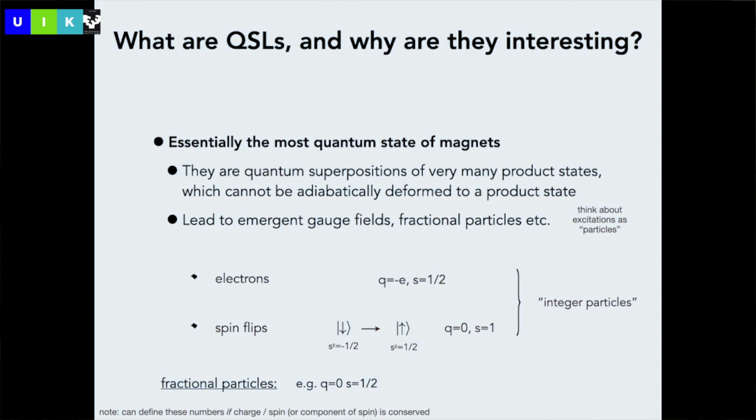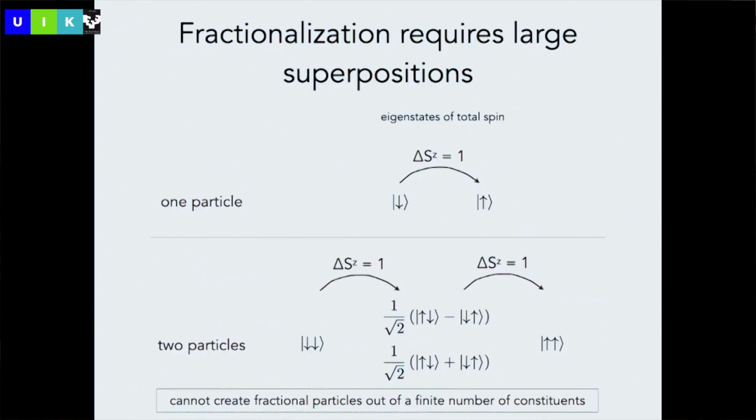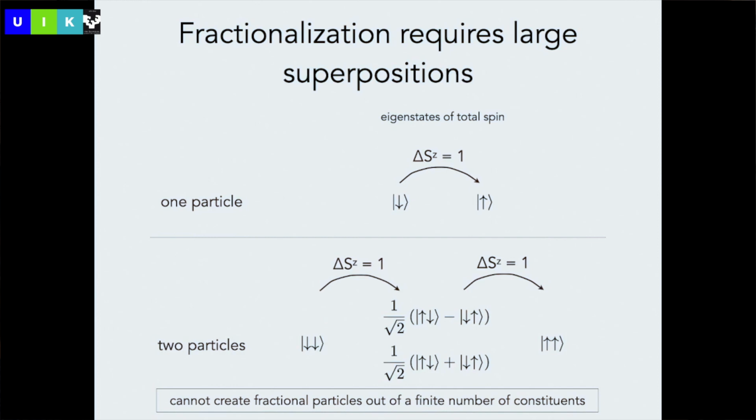And again, here I'm talking about quantum numbers, which are not strictly necessary for quantum spin liquids, but it's quite convenient to understand what we mean by fractionalization. So why does fractionalization require large superpositions? Another way to say this is some entanglement. Well, imagine that, again, we're considering the eigenstates of total spin, perhaps our Hamiltonian conserves total spin.